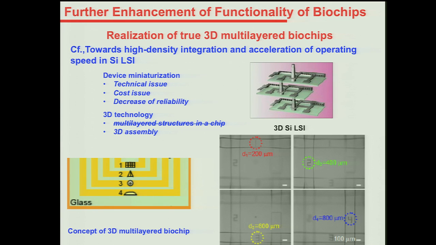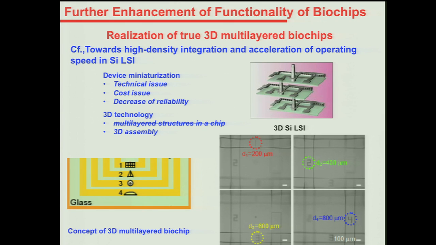As an alternative way, recently, 3D technology has been attracting very much interest. And in the past, fabrication of multi-layered structures in a single silicon chip was attempted. However, this technique was not realized due to technological difficulties. And the current three-dimensional technology in silicon LSI manufacture relies on three-dimensional assembly like this.